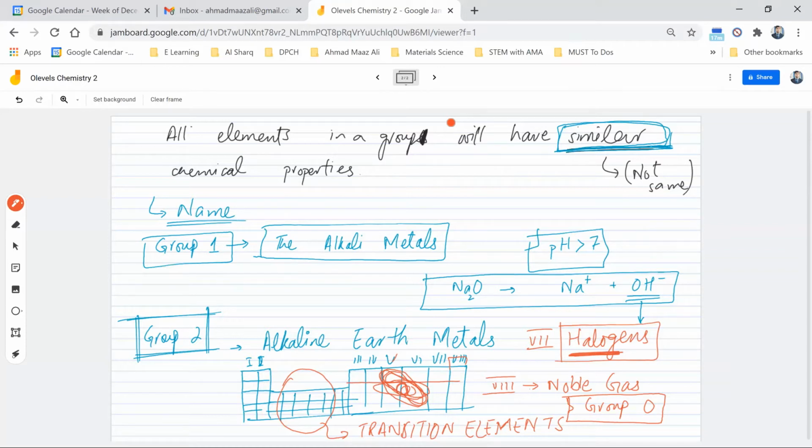For example, helium has only the first shell, and the maximum capacity of the first shell is, who remembers that? 2. Good. So helium has 2 electrons in its valence shell, and similarly, after helium, we have neon, and neon also has a full valence shell. It has 8 electrons in its valence shell.